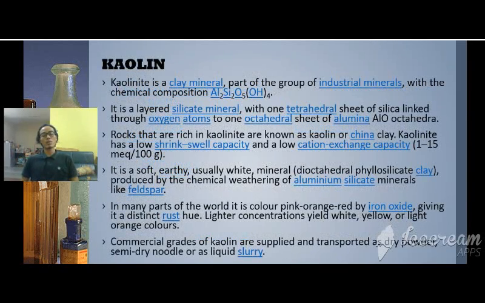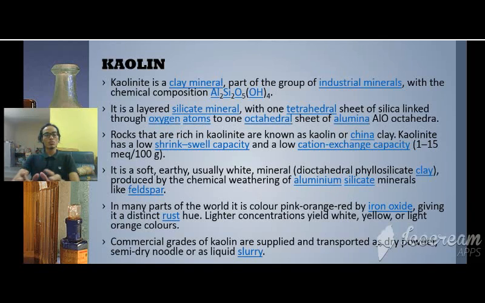So the last material that we use is kaolin. So kaolin, we know that it is a kaolinite clay mineral. It is part of the group of industrial minerals, and its chemical composition is Si2O5(OH)4. So in this kaolin, it is a silicate mineral with one tetrahedral sheet of silica, linked through the oxygen atom to one octahedral sheet of alumina.